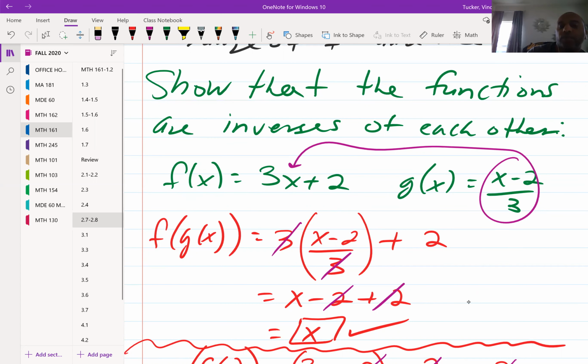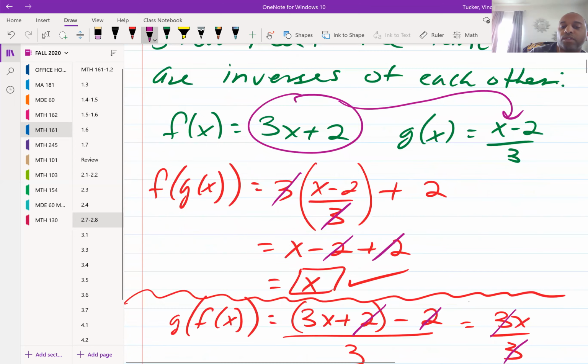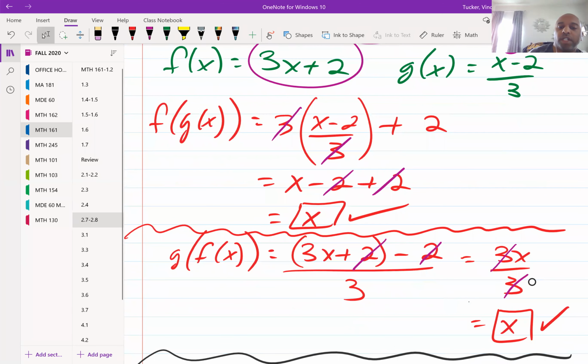All right, then the next one, you take 3x plus 2 and then you plug it in to g. So that's what we did right here. 3x plus 2 minus 2 over 3. So there's nothing holding that 2, the parentheses there. So 2 minus 2 cancels, leave you with 3x over 3. 3's cancel and leave you with x. So the fact that they both simplify to just x lets you know that you have inverses. Those are inverse functions.